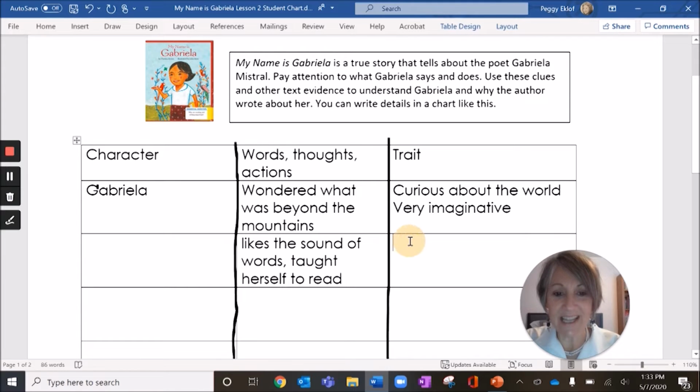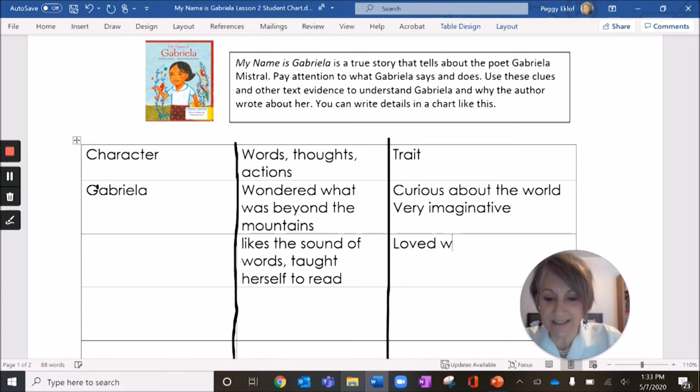So what does this tell us about the character of Gabriela? I think it tells us that she loved words. So I'm going to write that. Loved words. And I'm going to put an exclamation point to show some feeling. Let's go back to our text and see what else we can find out.